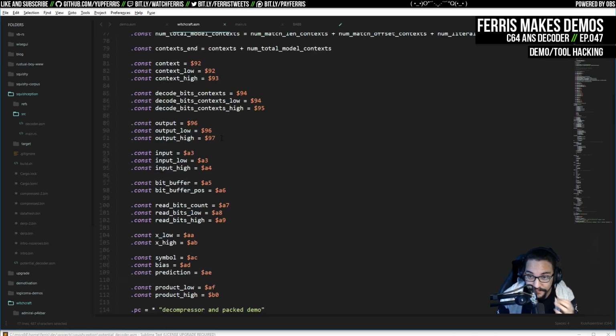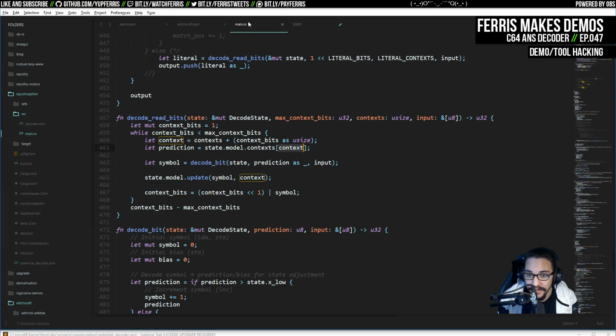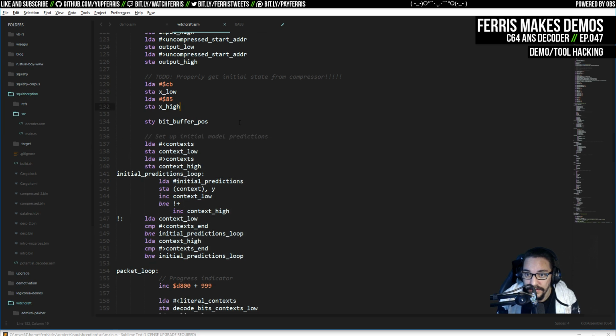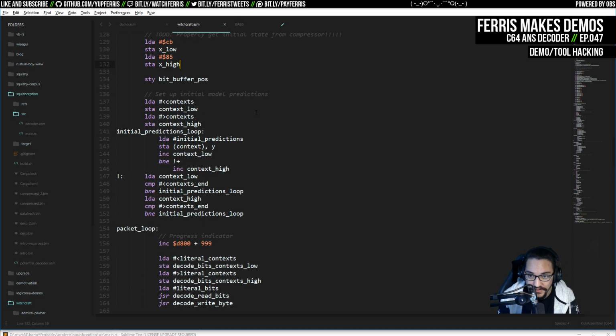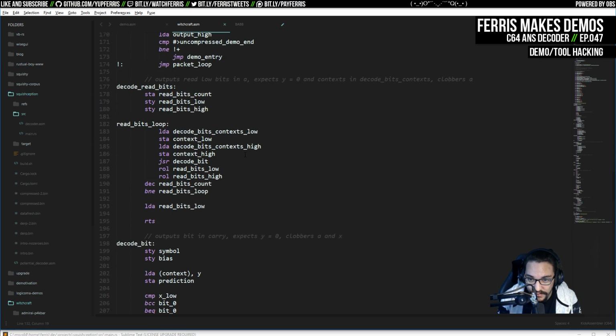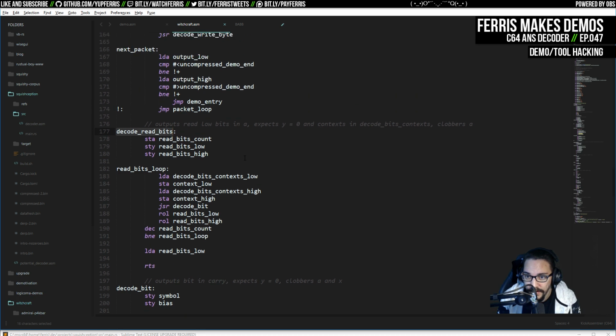So yeah, that's what we're working on next. I'm actually going to pull this code down below, I think. But yeah, we wanted to select this different context. I think what I did here in this decoder so far, we're looking at decode read bits, which is this function. So it expects contexts, which is sort of like a base context, and then as it decodes bits, it's going to select different contexts off of that base.